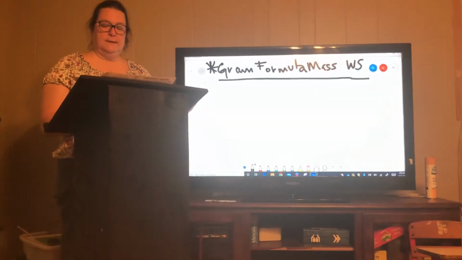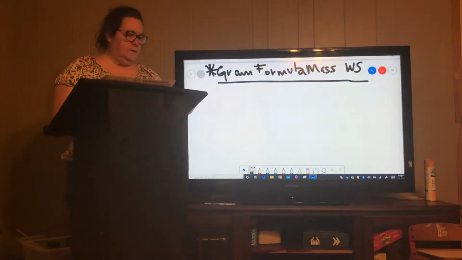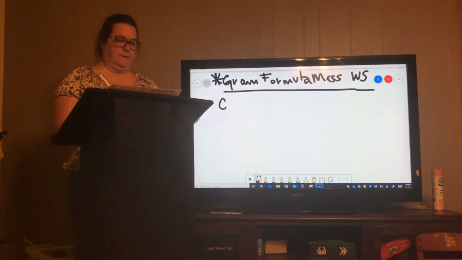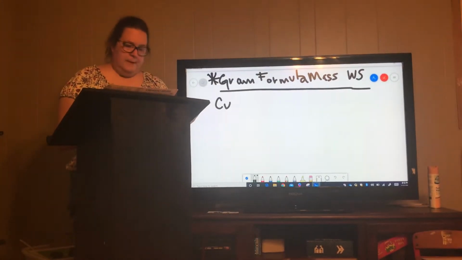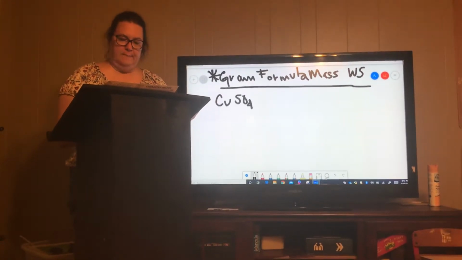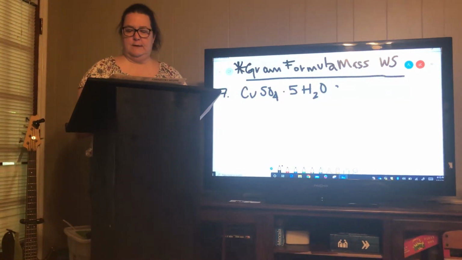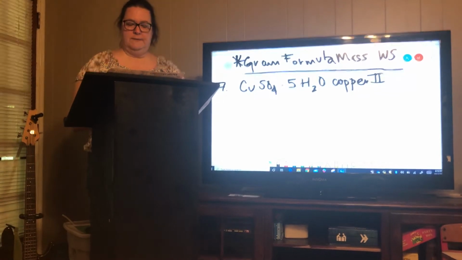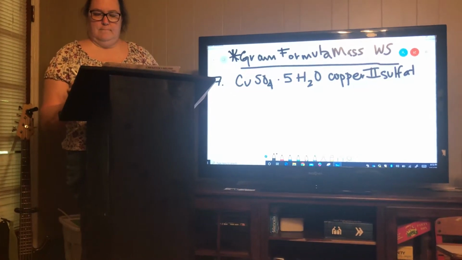I'm using the worksheet that says gram formula mass worksheet at the top. I'm going to do number 7. It's copper sulfate penta, actually copper 2 sulfate pentahydrate, and it's treated as one compound. This copper sulfate has 5 water molecules hooked to it. So you'll see it written like this: copper 2, remember, this is a -2, so that makes it a copper 2 sulfate pentahydrate.